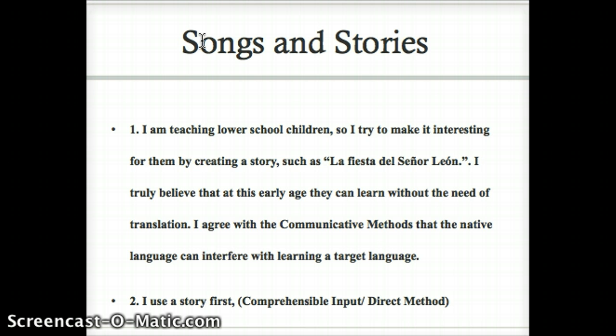I agree that the native language can interfere with the target language. So I try to avoid it, though I'm not very radical. I do use it when necessary, but I try to avoid using the native language. I always use comprehensible input first. That's basically comprehensible input, and also a little bit of the direct method, because they also use a lot of visual aids and stories and dialogues.